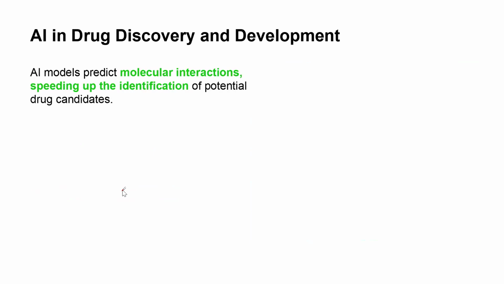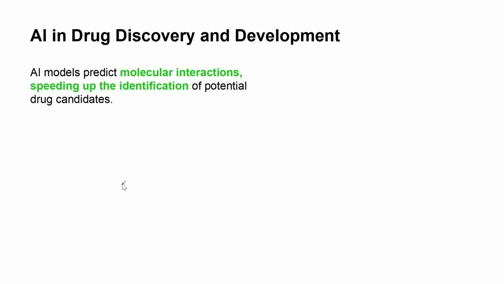And also, AI can play a role in drug discovery and development. AI models predict molecular interactions, speeding up the identification of potential drug candidates. So you should understand, ladies and gentlemen, that with artificial intelligence, you can predict an interaction between a target, that is, the protein target, and the potential drug candidates.